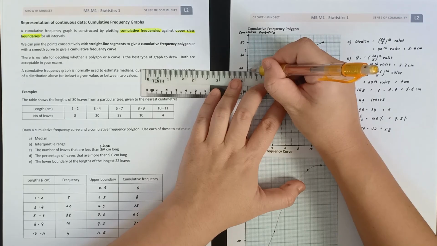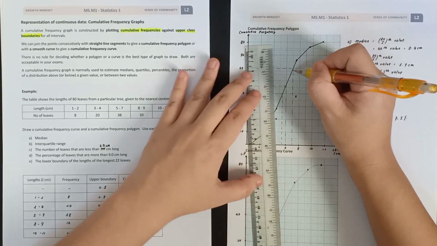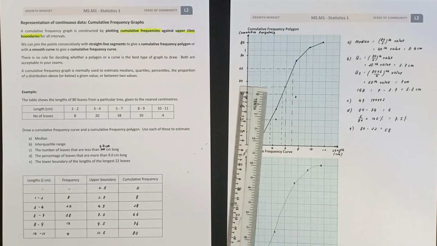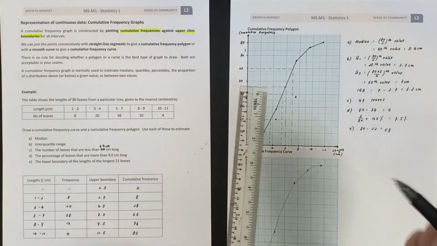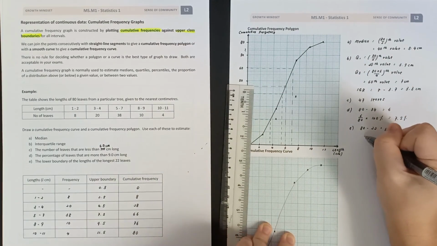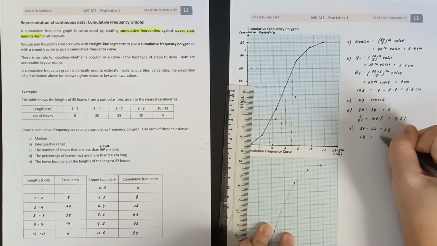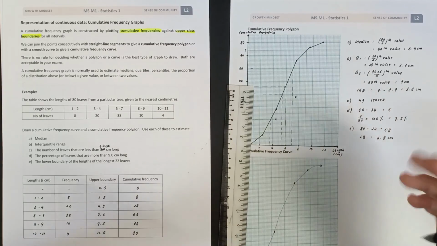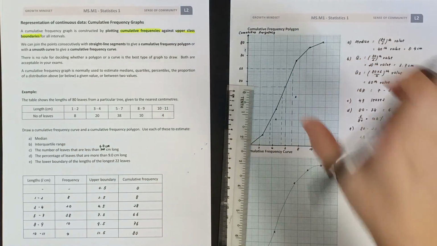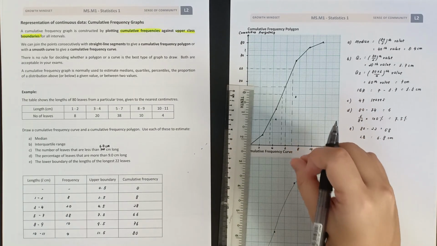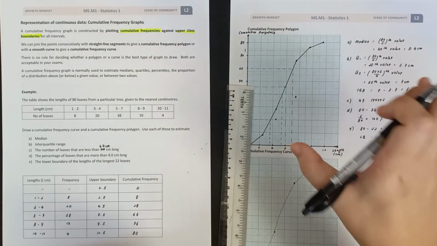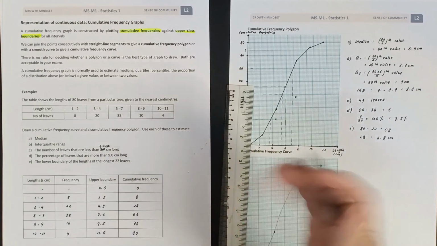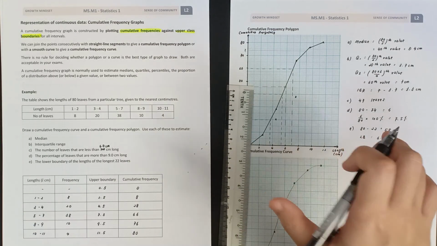Same thing, you try to draw at 58, then draw it down. Okay, then you should be getting 6.8. Try to check it out yourself. So the lower boundary for leaves here is going to be 6.8. The 6.8 cm here actually tells you that for the longest 22 leaves, the minimum, the shortest one within the longest 22 leaves, is going to be 6.8. So anything lower than 6.8 is not in the 22 longest leaves.